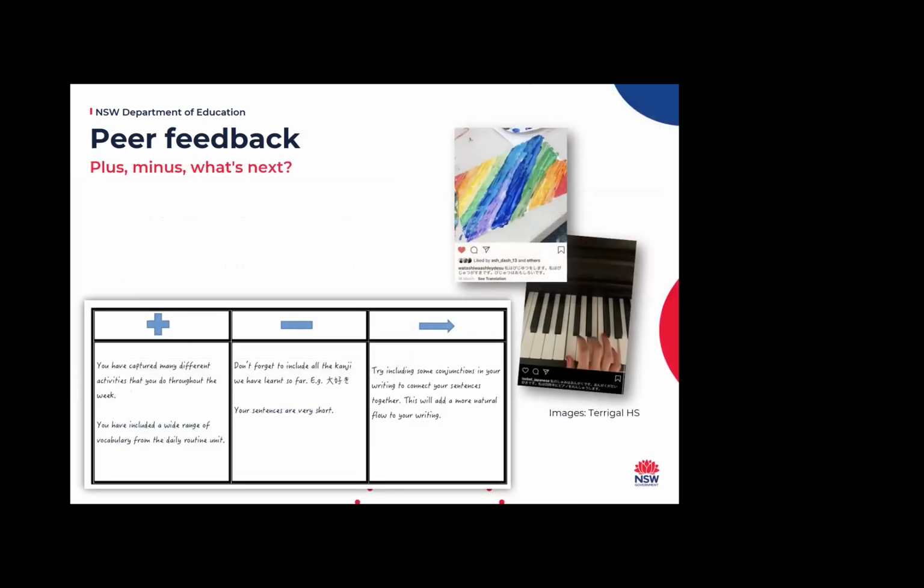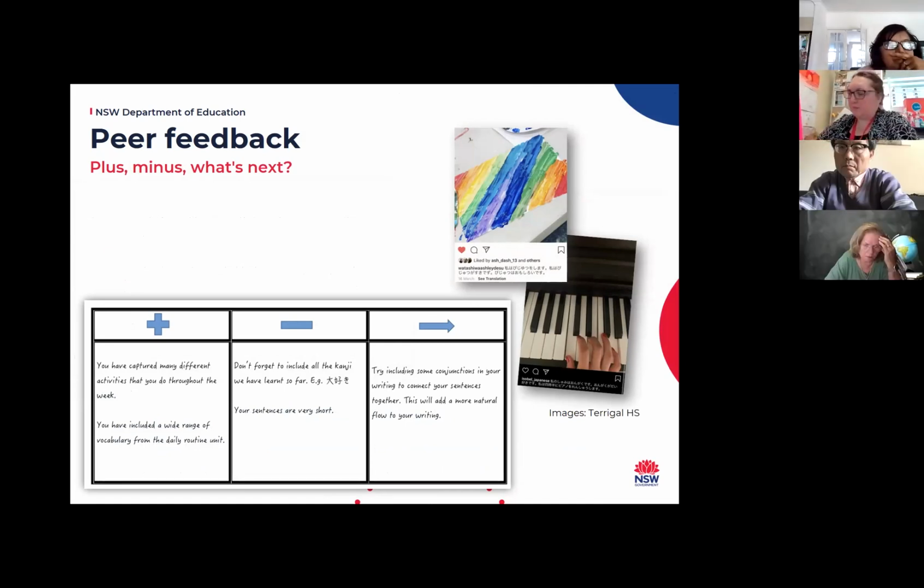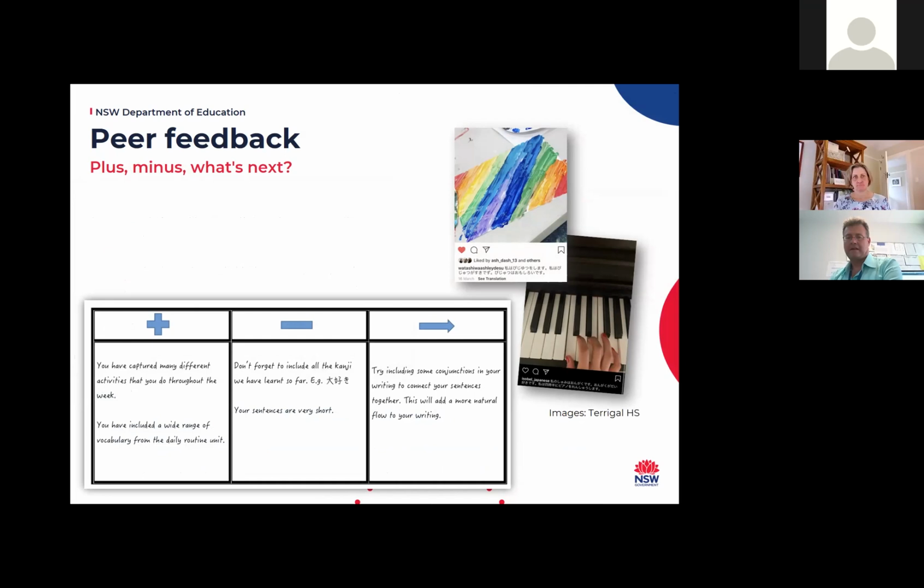Another simple strategy to encourage learners to take more responsibility for their own learning and seek peer feedback is by using the C3 before me strategy.